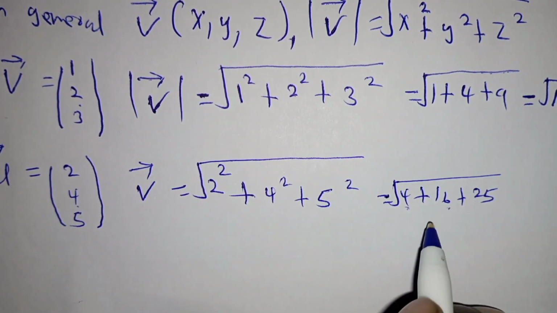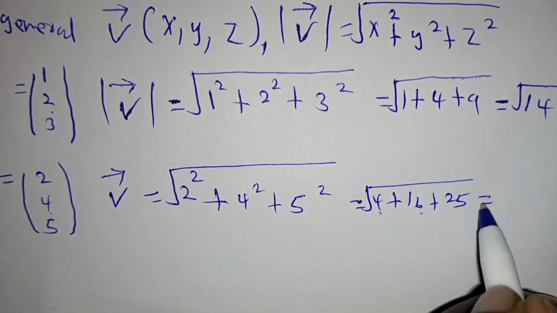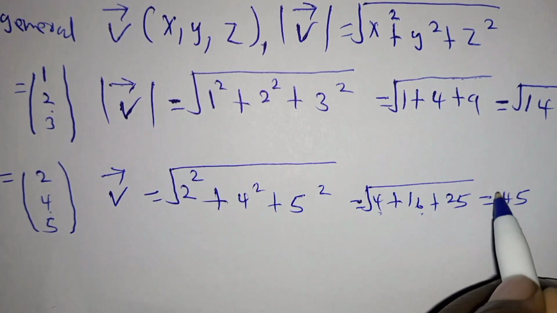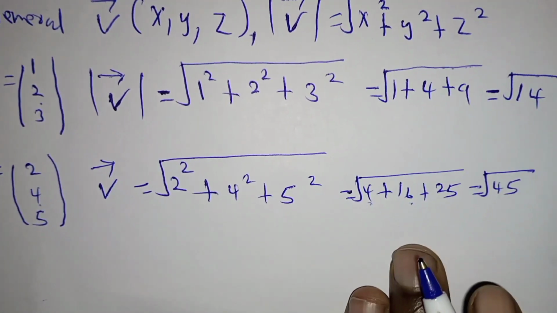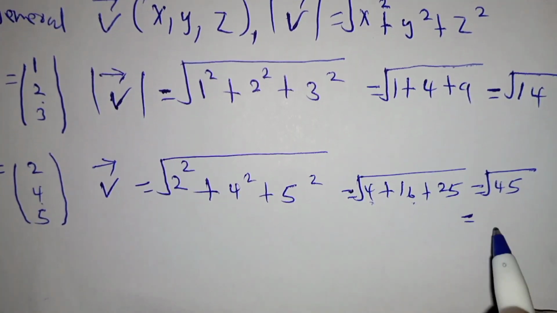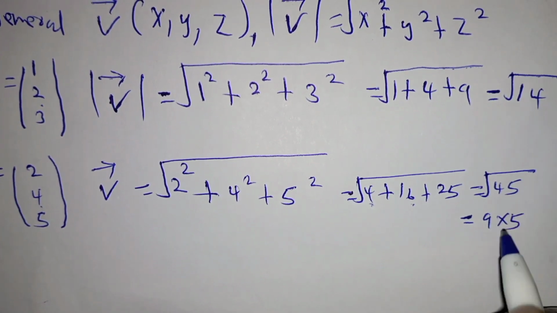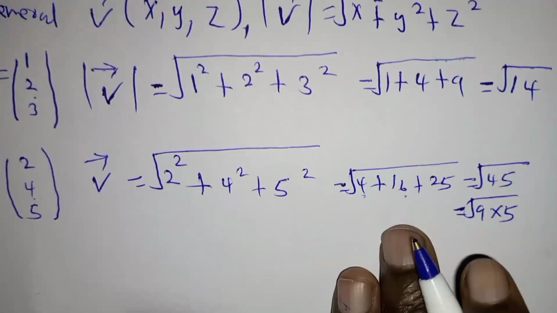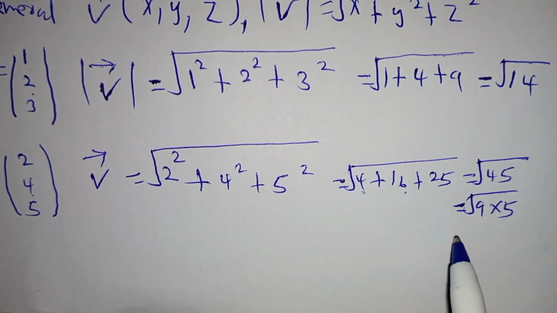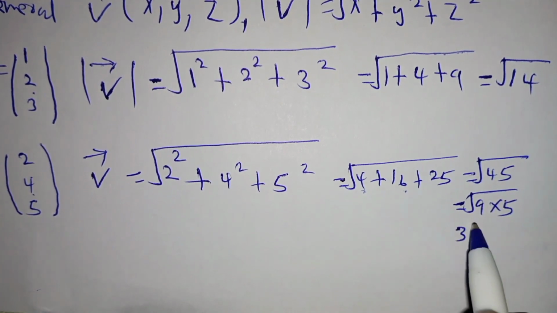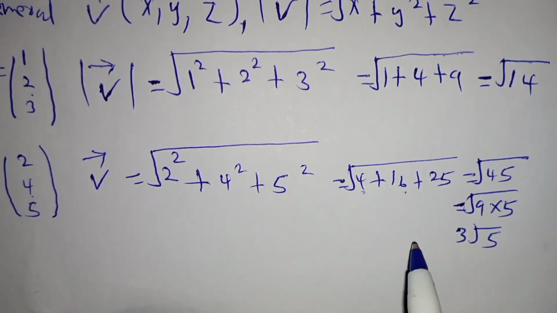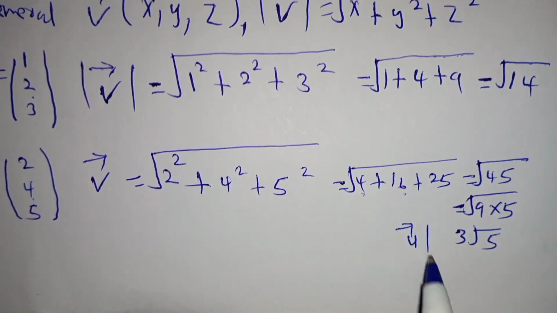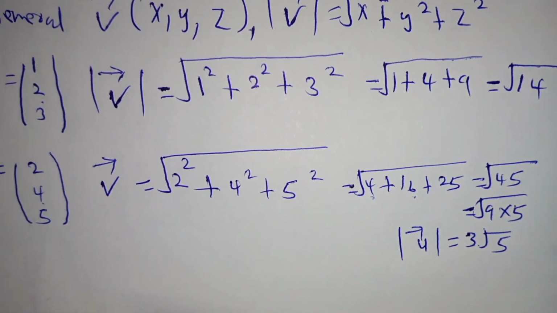4 plus 16 is 20, 20 plus 25 will give you 45. You obtain the square root of 45, whereby 45 can be written as 9 times 5. Then you get the square root of 9, which is 3, root 5. So you can leave your answer in surd form that way.